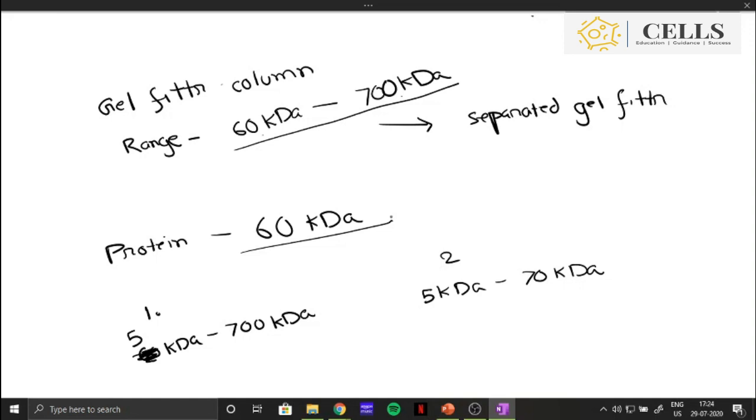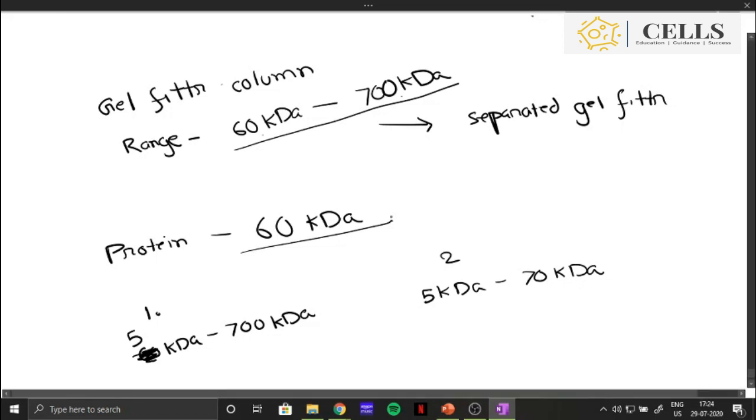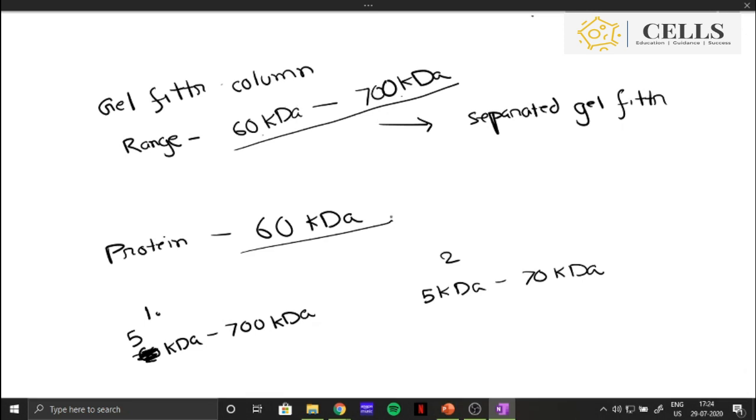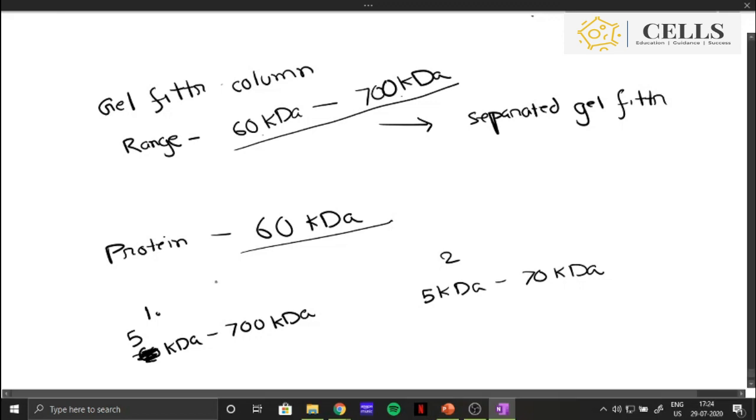I'll repeat the question once. Suppose you have a 60 kDa protein. You have two columns. The range of the first column is 5 kDa to 700 kDa. The second one is 5 kDa to 70 kDa. Which column will you use to separate this 60 kDa protein? 1 or 2?